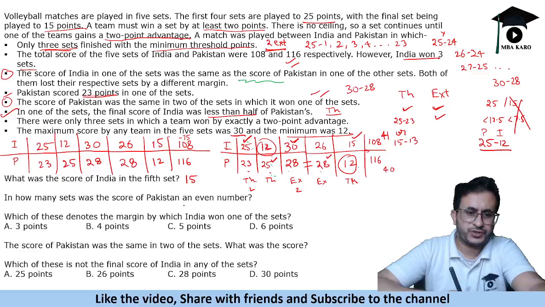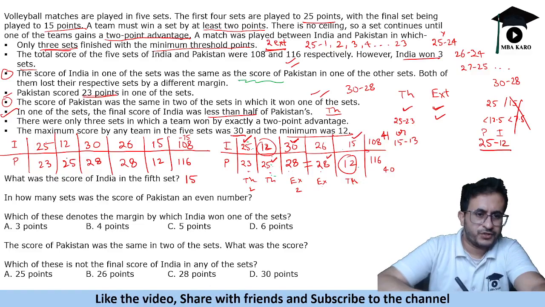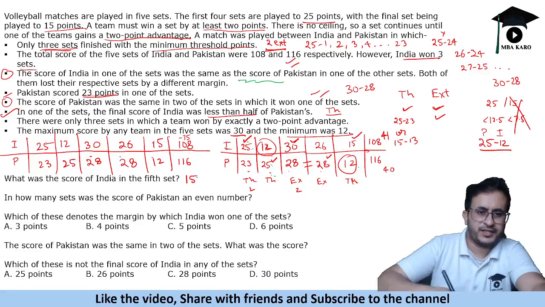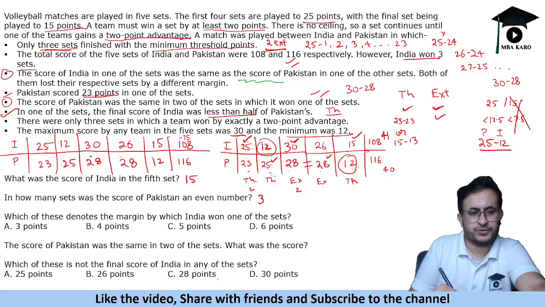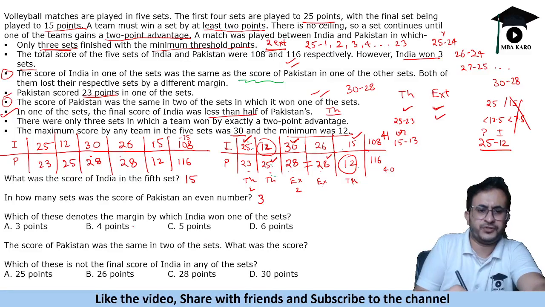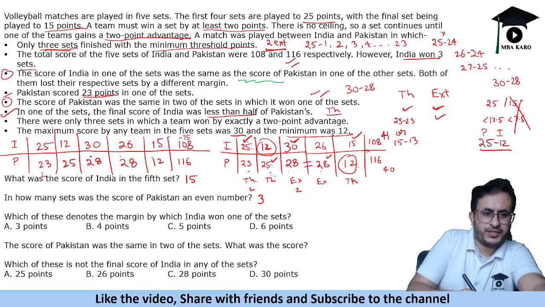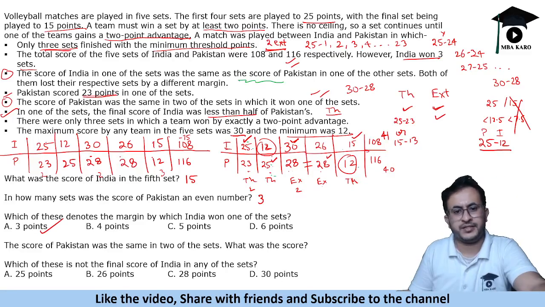In how many sets was the score of Pakistan an even number? So we have 1, 2, 3. 3 sets, Pakistan got an even score. Which of these denotes the margin by which India won one of the sets? So India won this by 2 points. Okay, India lost this. India wins by 2 points. India wins by 3 points. So India won by 3 points in one of the sets.